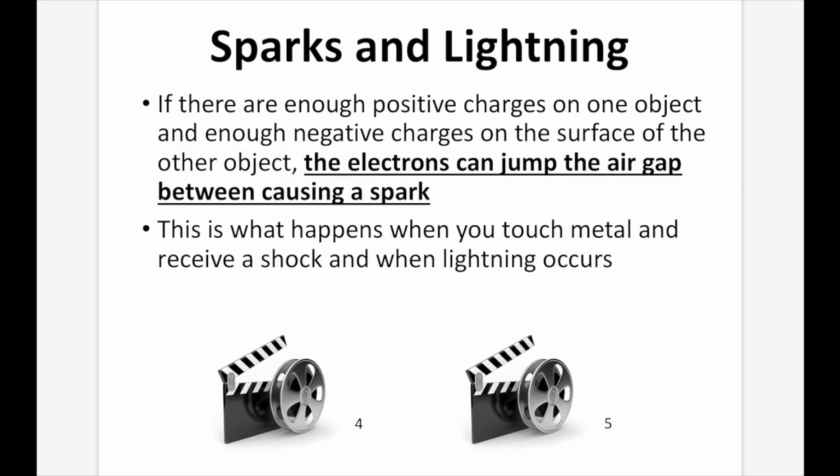Sparks and lightning. If there are enough positive charges on one object and enough negative charges on the surface of the other object, the electrons can jump the air gap between, causing a spark. And we see this when we touch a doorknob after rubbing our feet on carpet. This is the same thing that happens in lightning.